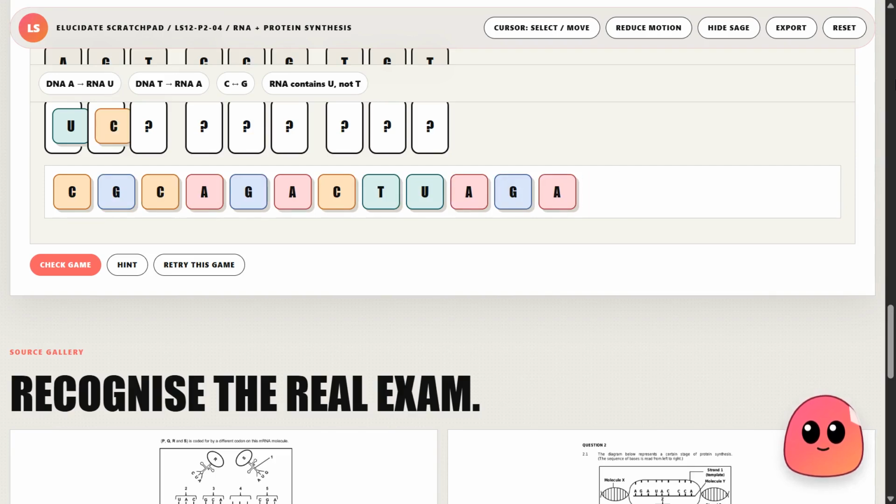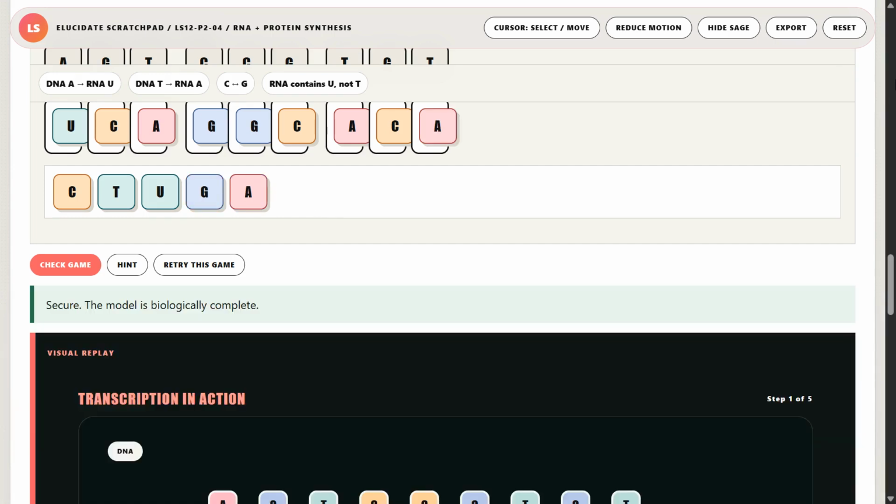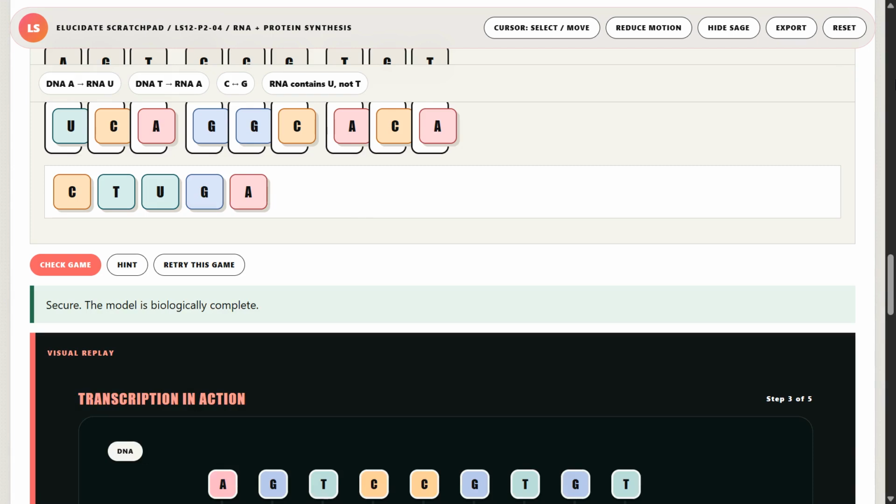Here is game 02 resolving. Each RNA base drops into place beneath the DNA template. A becomes U, T becomes A, C swaps with G, watch the mRNA grow, U, C, A, then G, G, C, then A, C, 8, 9 positions, all correct. The model is biologically complete.